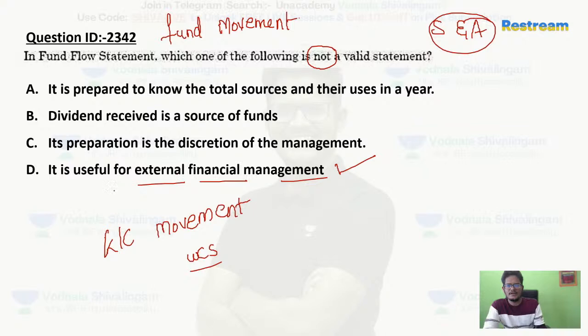So dividend received is a source of fund. And its preparation is a discretion of management. But it is not useful for external financial management. This is not going to be published outside. This is only for the company's internal purpose.